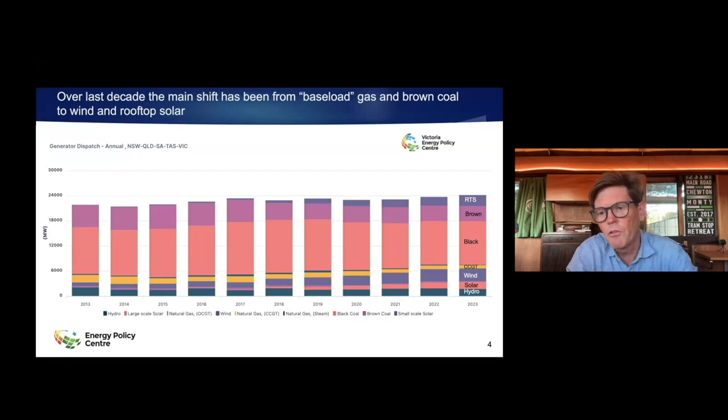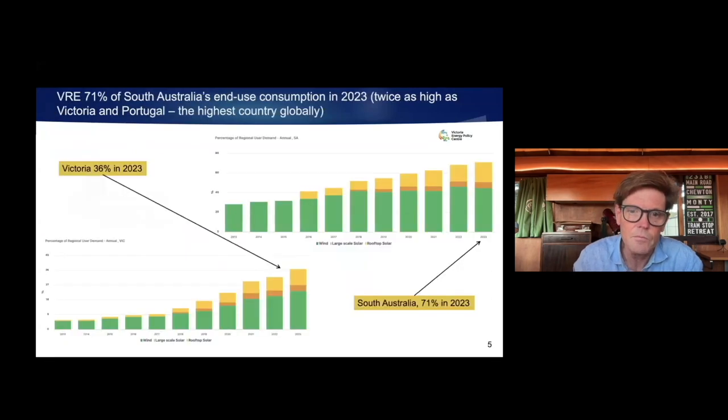That rooftop solar is about the same as wind makes Australia by far, in per capita energy terms, the leader in rooftop solar production. And rooftop solar will soon, I expect, be a bigger source of electricity than wind. And in a few years' time, perhaps bigger even than brown coal. You can see over the last 12 years how the pattern has changed over time, that fuel mix.